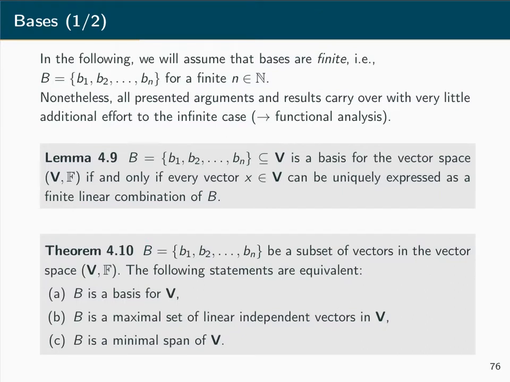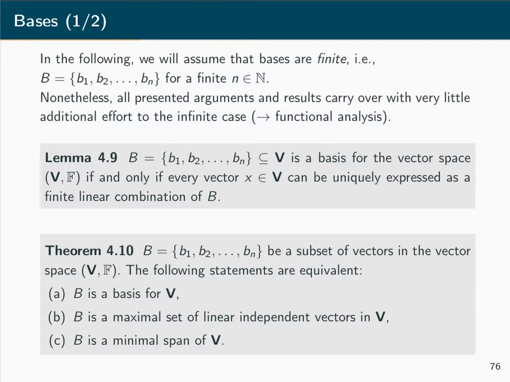Instead, we continue with Theorem 4.10, which builds on Lemma 4.9. The theorem states that for a set B of n vectors in a vector space, the following statements are equivalent. A: B is a basis for the vector space V. B: B is a maximal set of linearly independent vectors in V. And C: B is a minimal span of V.